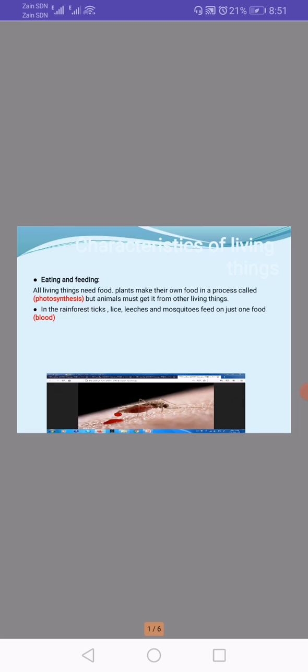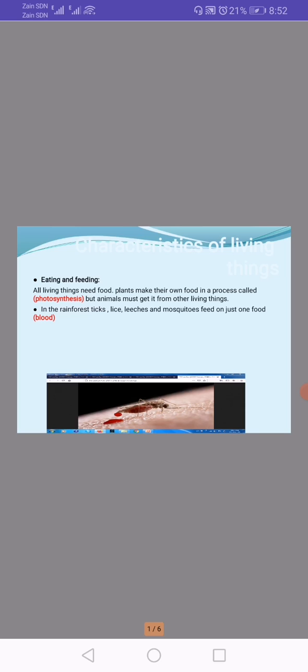But the plants, they make their own food by a process called photosynthesis, and in this process, the plant takes water and carbon dioxide, using the energy of sunlight to produce food and oxygen.